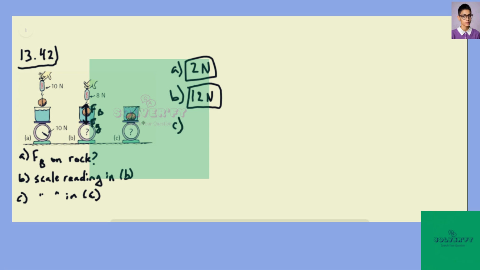Now in part C, the rock is resting on the bottom of the container, and so all of its weight acts on the bottom of the container. And so the scale reading here is just going to be the sum of the two weights, because now it's not being suspended buoyantly. And so the scale is going to read 20 newtons.